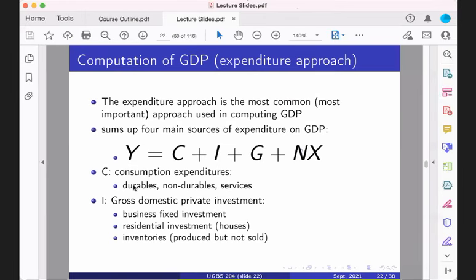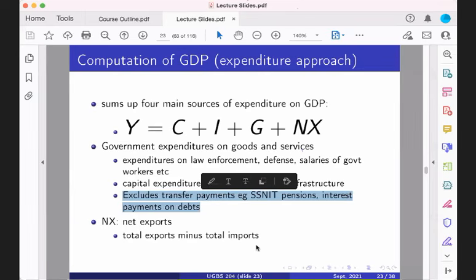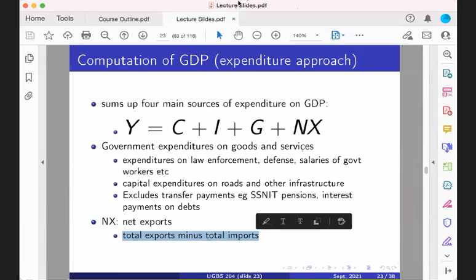I was saying that when you add durables, non-durables, and services, you get consumption expenditure. Then for gross domestic private investment, we add business fixed investment, residential investment, and inventories for a particular time period. Then government expenditure includes expenditure on law enforcement, defense, salaries of government workers, and capital expenditure on roads and other infrastructure. But it excludes transfer payments such as SNAP, pensions, and interest payments on debts. I think earlier on I missed this; it should exclude transfer payments. And then there is net exports, which is total exports minus total imports.